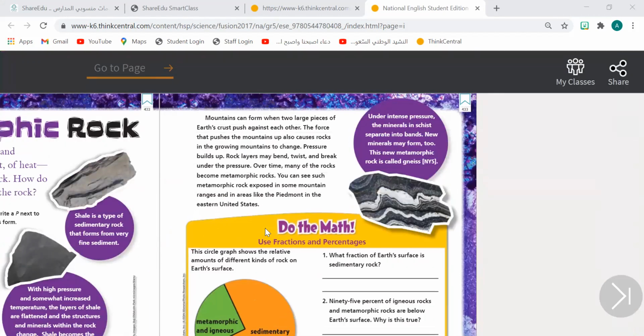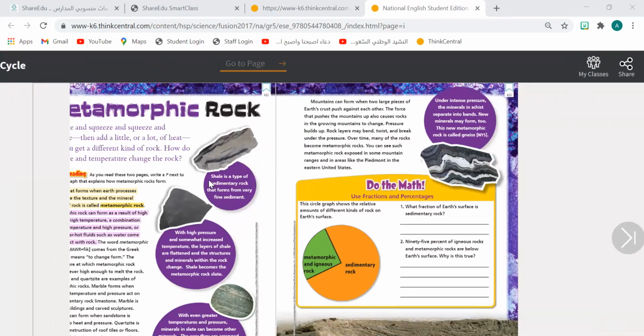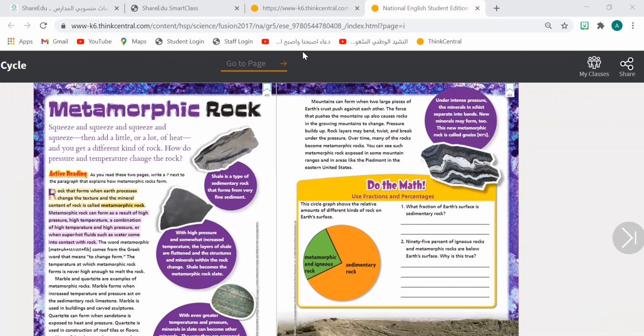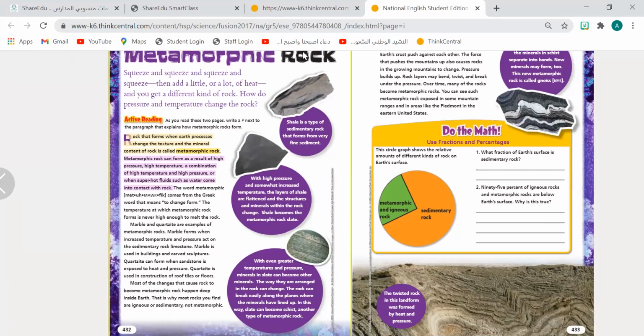And finally, look at the intense pressure, the minerals in schist spread into bands, new minerals may form too. Look at this rock. Can you imagine it was this one from before? These are the same rock on this page. Look at this one. This one was like this in the first place. But what happened to it? It changed many times until it reached this shape. Do you understand? So, finally, metamorphic rock means changing in form every time. It changes the form every time.